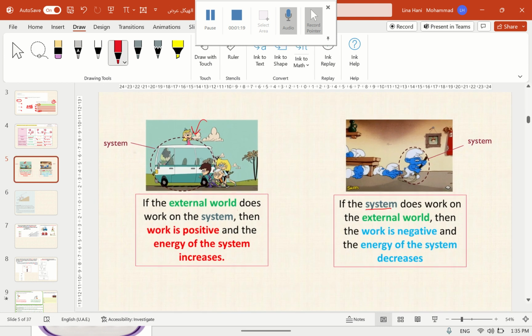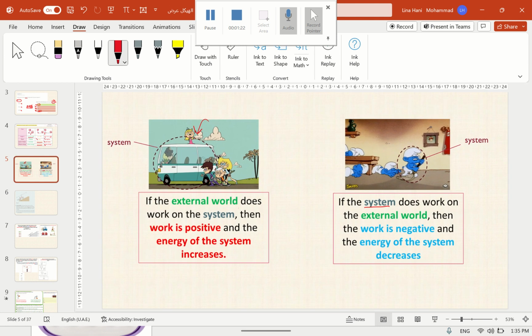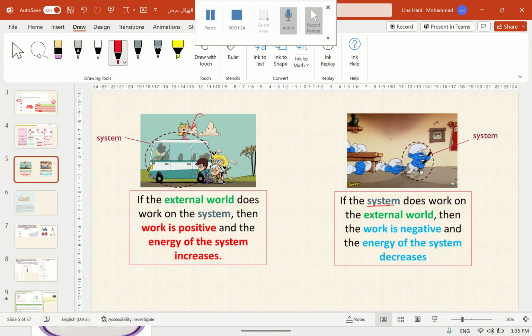We've further verified these using this analogy. You can see if the external world, such as these people, are doing work on the system, which is the bus in this case, the work done on the bus would be positive and the energy of the system increases. That's because this bus will move towards the left and the force applied is also towards the left, so the work would be positive. And the energy of the bus increases because the bus will gain speed, it will accelerate.